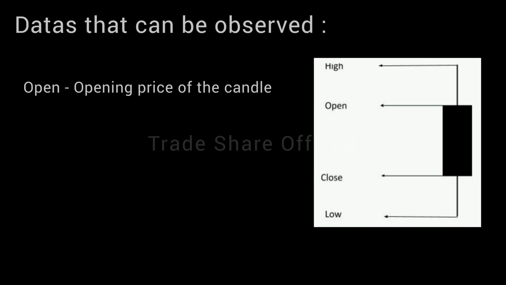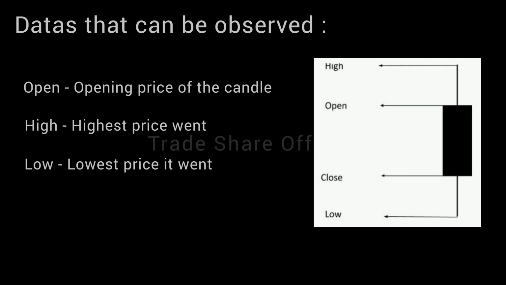With a candle, we can observe the following 4 points of data. Open, the price at which the candle has opened, which means the first trade during the period specified by the candle. High, the highest traded price. Low, the lowest traded price. Close, the price at which the candle is closed, which means the last trade during the period specified by the candle.